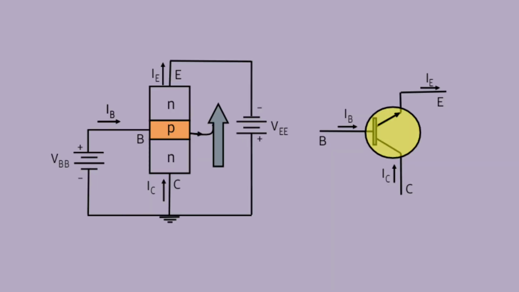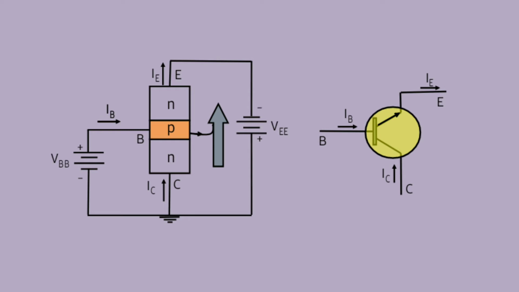Here we can see the common collector configuration with the proper current directions and voltage notation. This common collector configuration is used primarily for impedance matching purposes since it has a high input impedance and low output impedance, which is opposite to that of the common base and the common emitter configuration.